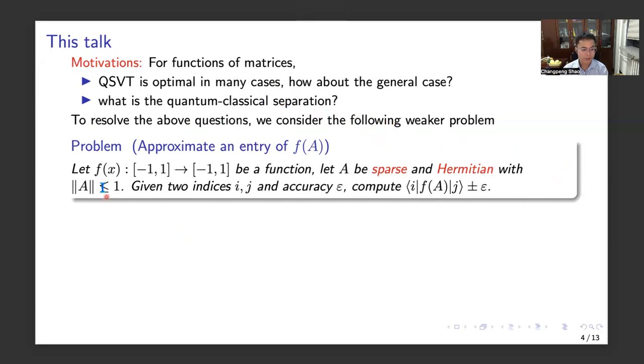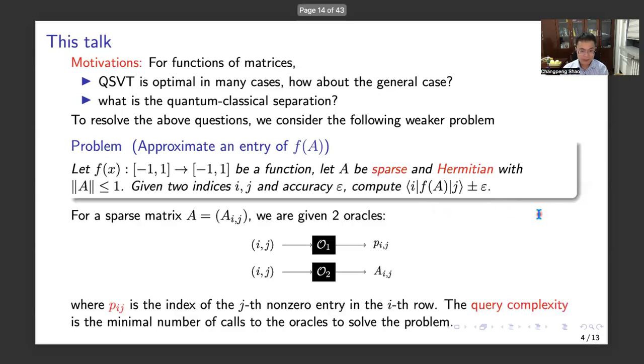In this problem, we are given a function from [-1, 1] to [-1, 1]. And we assume A is a sparse and Hermitian matrix with bounded operator norm. i and j are two indices, and epsilon is the accuracy. The goal is to try to compute the ij-th entry of f(A) up to some error. The complexity we care about here is the query complexity.